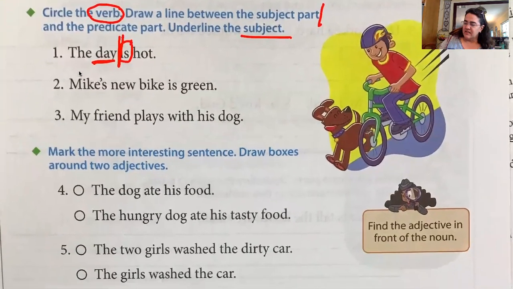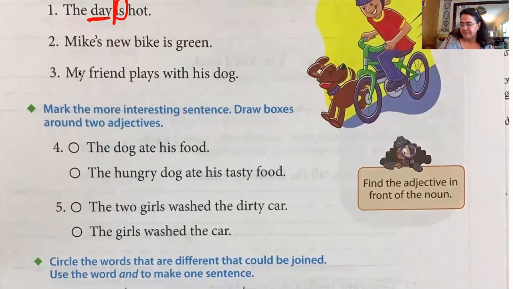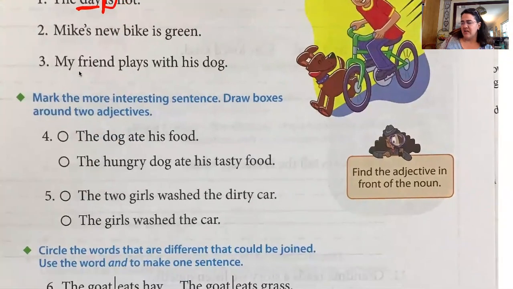Let's move on to the next section. Numbers 4 and 5. We have to find the adjective in front of the noun. So they want us to mark the more interesting sentence and draw boxes around the 2 adjectives. So listening carefully. We'll do number 4 together. The dog ate his food. Or, the hungry dog ate his tasty food. Which sentence is more interesting to you, Tino? The hungry dog ate his tasty food. The second sentence. Very good.